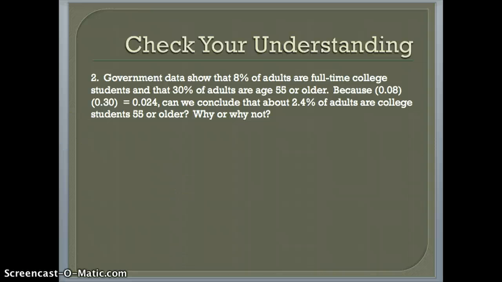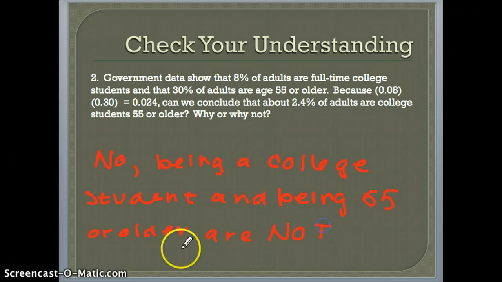Okay, so I think this one's kind of obvious. No. Being a college student and being 55 or older are definitely not independent events. So being a college student and being 55 or older are not independent. Okay.